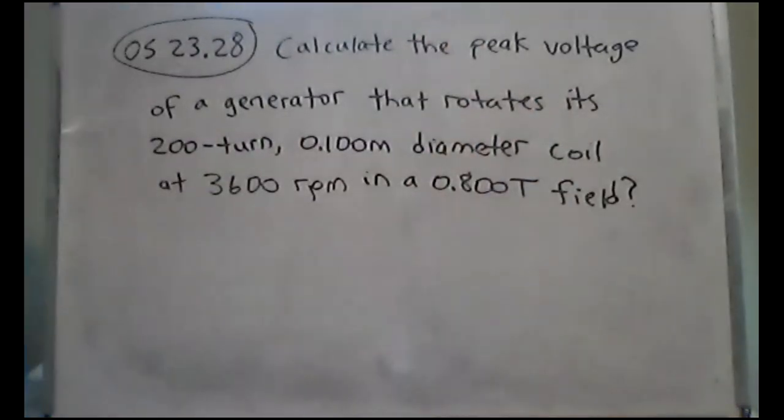Calculate the peak voltage. So peak means maximum, right? Calculate the peak voltage of a generator that rotates its 200 turn, that's N, cap N, 0.100 meter diameter, there's your R, or your D actually, your diameter, 2 times R, coil at 3,600 RPM, that's your omega. And a 0.800 Tesla field, that's your B. All right, so again, picking all these things out. So I'm gonna erase this for real estate.